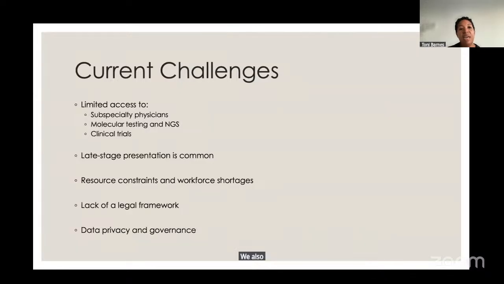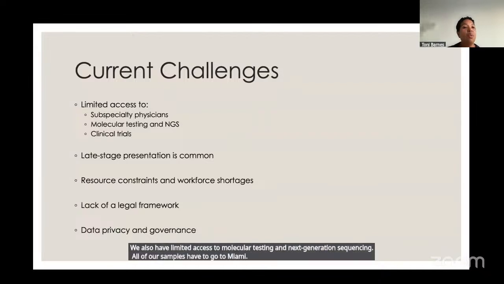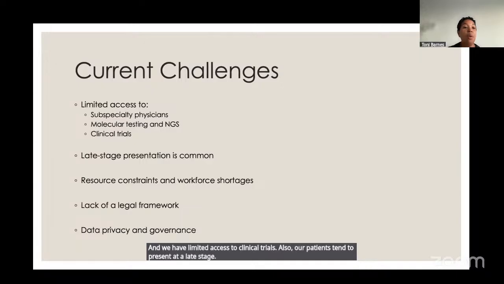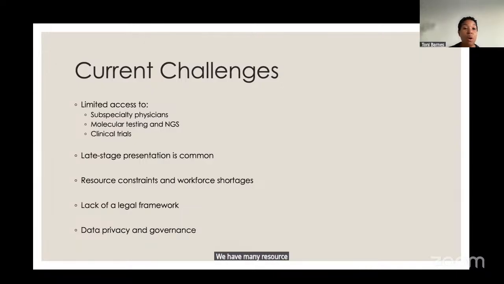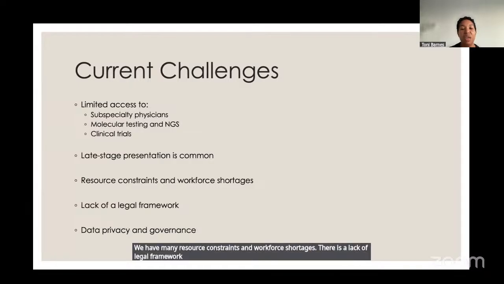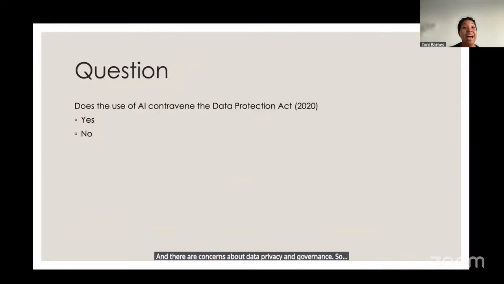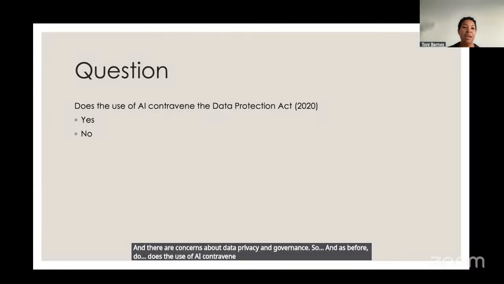We also have limited access to molecular testing and next generation sequencing. All of our samples have to go to Miami, and we have limited access to clinical trials. Also, our patients tend to present at a late stage, and we have many resource constraints and workforce shortages. There is a lack of legal framework to deal specifically with AI, and there are concerns about data privacy and governance. So, and as before, does the use of AI contravene the Data Protection Act?